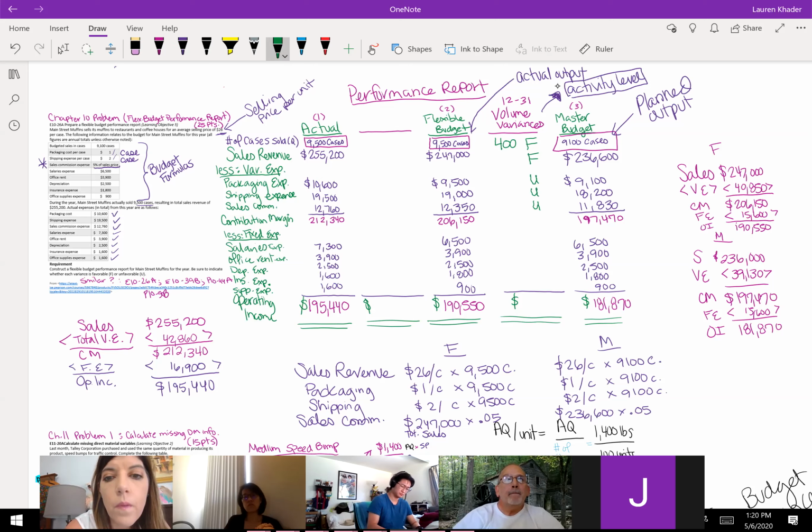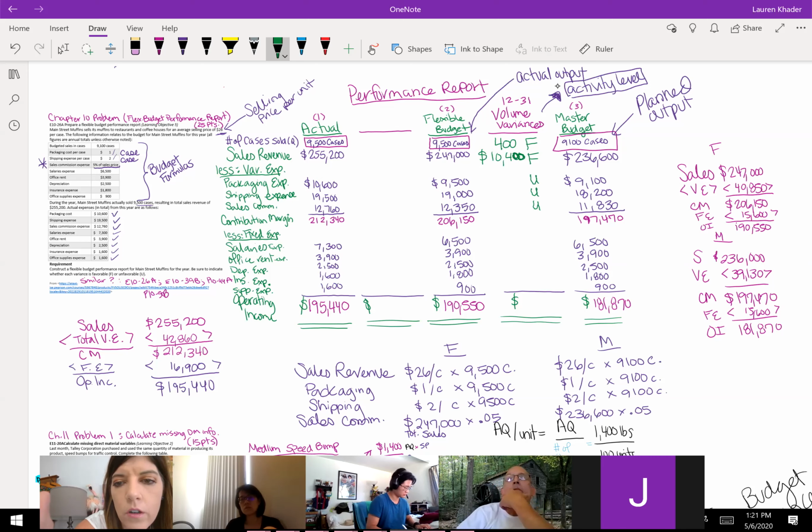247 was what our flexible budget is showing for revenue versus what we planned, 236,600. How much is the dollar amount? 10,400. 10,400 favorable. We achieved a higher volume of sales than we planned for. So the variance related to that change in volume is 10,400 favorable.